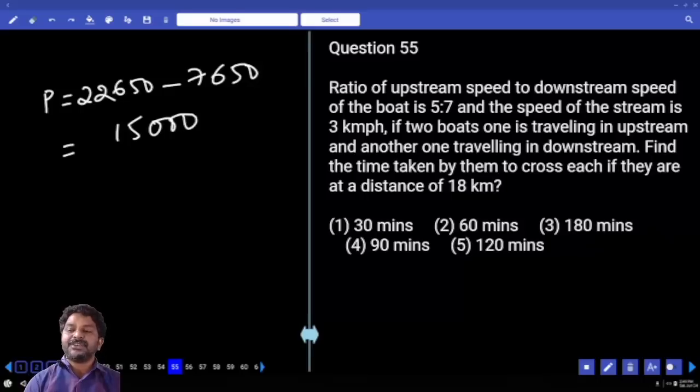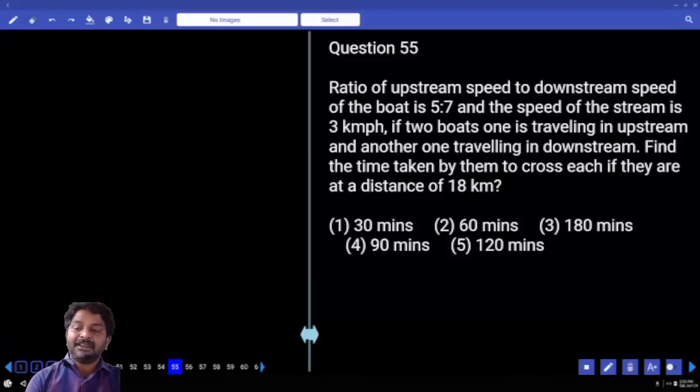The ratio of upstream speed to the downstream speed of a boat is 5:7. If the speed of the stream is 3 km per hour, and two boats, one traveling in the upstream direction and the other in the downstream direction, are at a distance of 18 kilometers, find the time taken by them to cross each other.